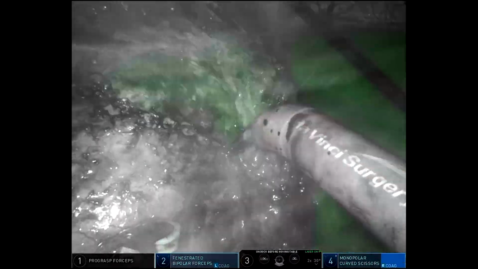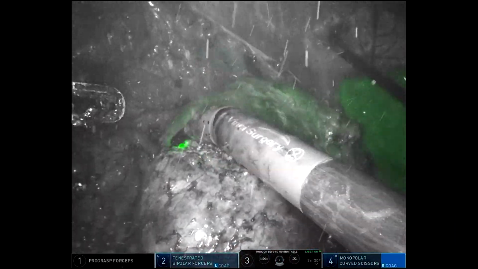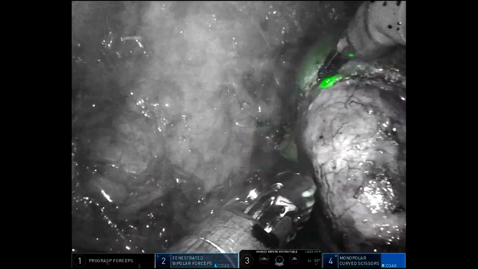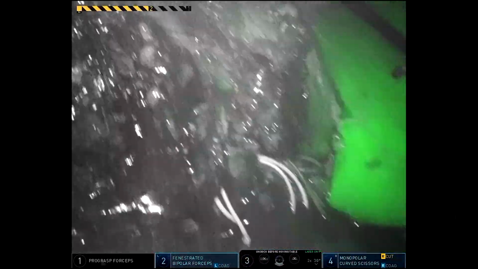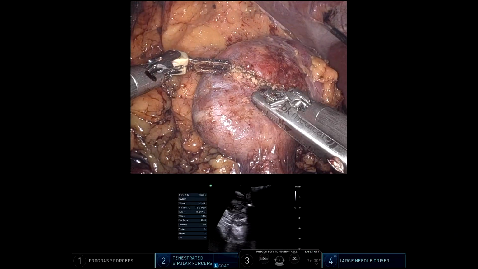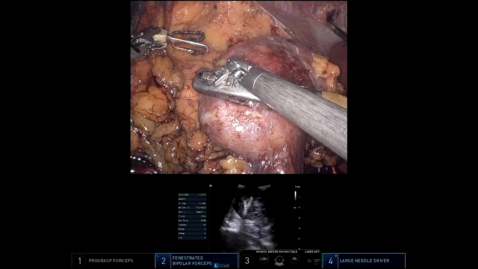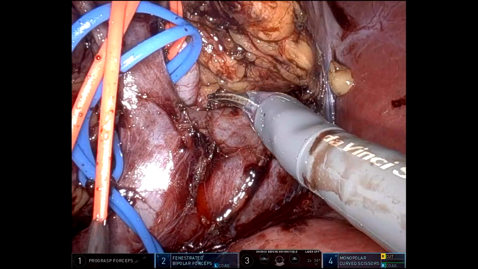The capsule was then scored circumferentially around the lesion, using monopolar scissors, guided by the ICG demarcation. The cranial margin of the tumor was reaching up to the lower border of the renal vein. Following the scoring, intraoperative ultrasound was employed once again to confirm the boundaries, ensuring a complete and oncologically safe resection with negative margins.